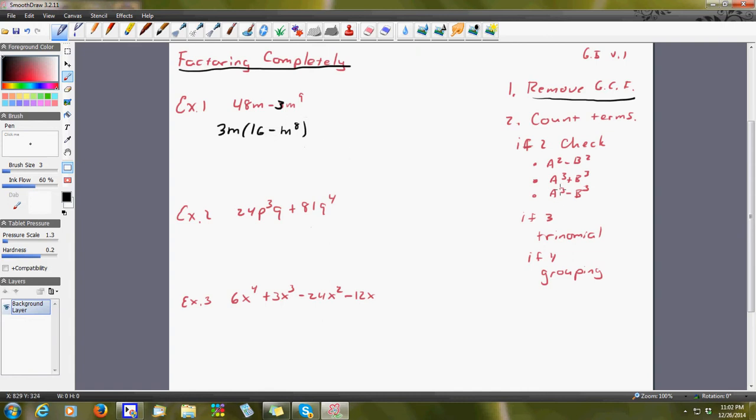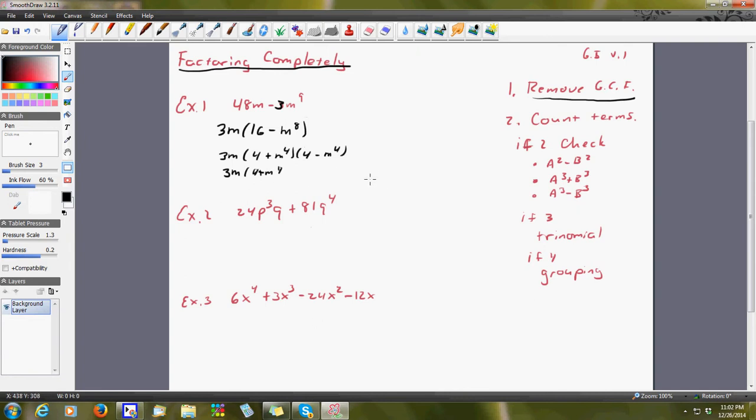Well, 16 is not a perfect cube, but it is a perfect square, and m to the 8th is a perfect square. So I'm going to be left with 4 plus m to the 4th and 4 minus m to the 4th. Well, that's factored completely, but I can still factor that other one even more, so I'm going to be left with 4 plus m to the 4th.